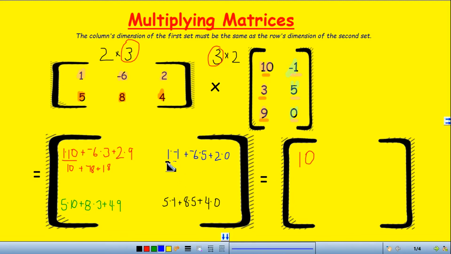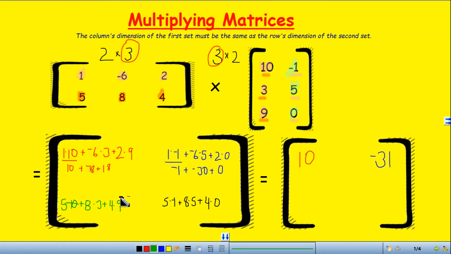So let's do the second one. We have 1 times -1, which is -1, plus -6 times 5 is -30, plus 2 times 0 gives us 0. So -1 plus -30 gives us -31. -31 plus 0 is -31. Let's go to our third number.